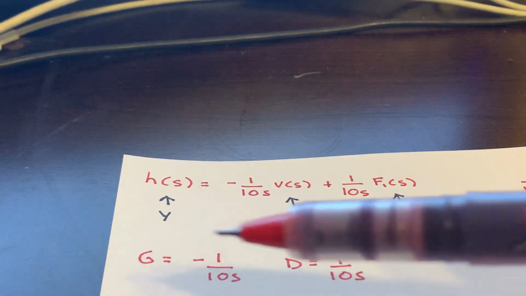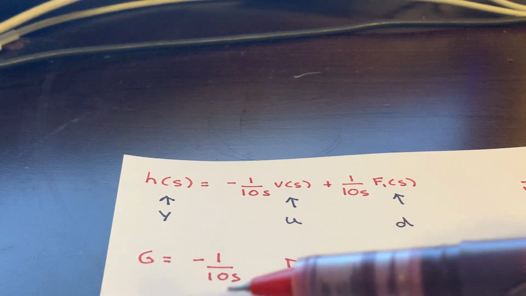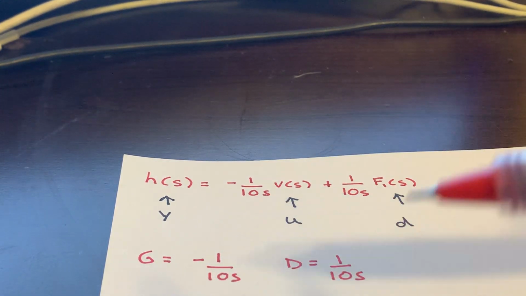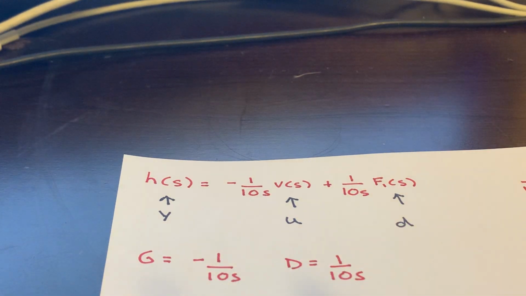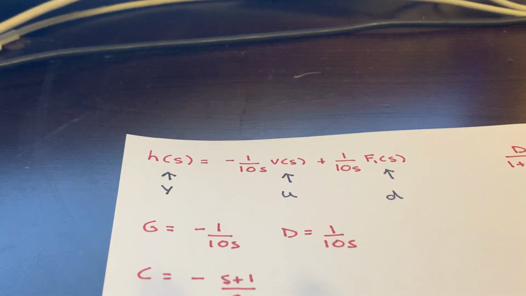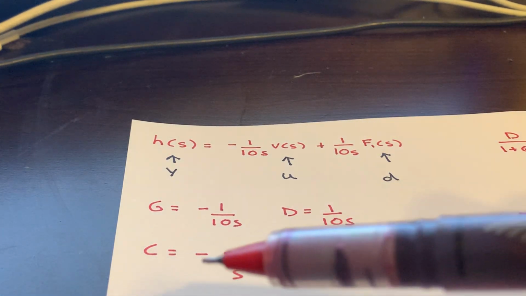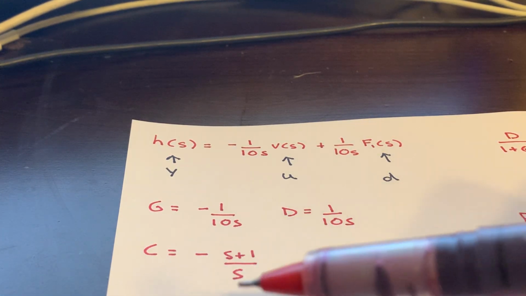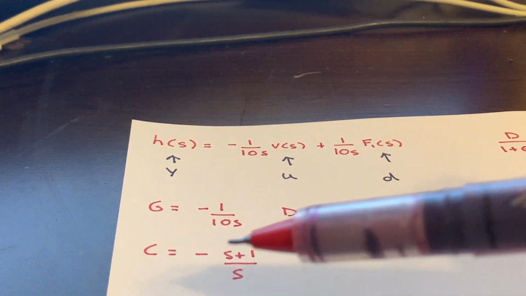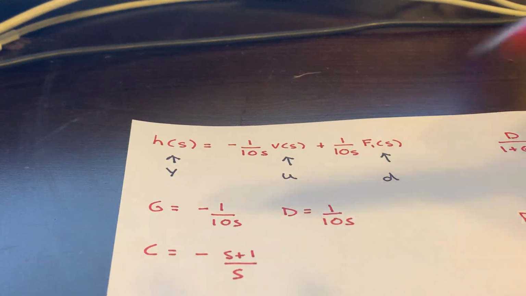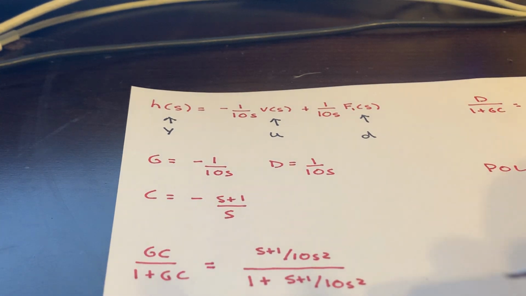So here G is a pure integrating process because we just have an S term here, and it has a negative gain. And we'll come back to that a little bit later. And then our disturbance transfer function is 1 over 10S, so it's also purely integrating. And then we're told that we have a controller with a gain of minus 1, so here's the minus part. And then our integral time is 1, so our controller transfer function just becomes minus S plus 1 all over S. And so then we're asked to calculate the closed loop transfer function.